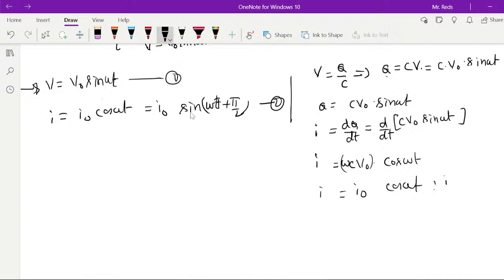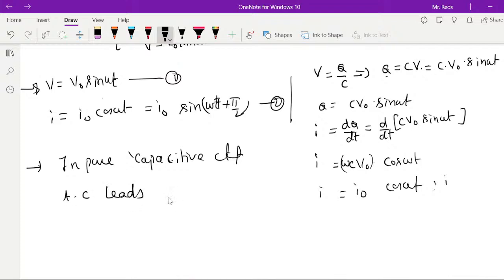Here we can observe that the current has omega t plus pi by 2, meaning it is 90 degrees ahead of the potential. So we can say that in a pure capacitive circuit, alternating current leads alternating voltage by pi by 2 radians or 90 degrees. Or you can say in a pure capacitive circuit, alternating voltage lags behind the alternating current by pi by 2. Leading means the other lags.